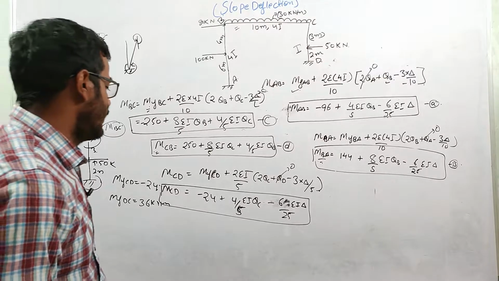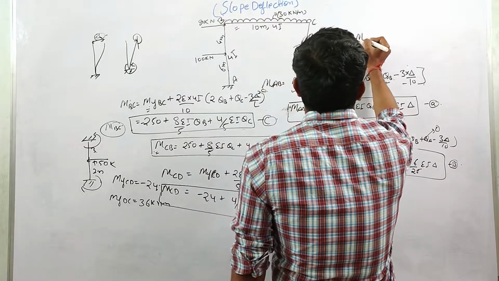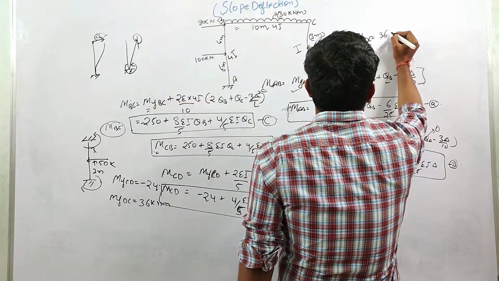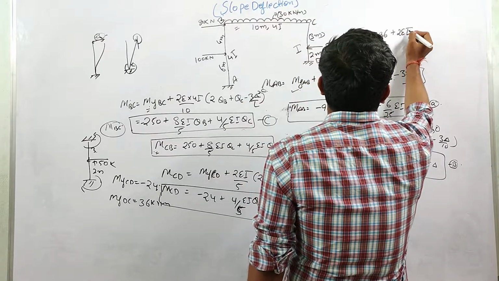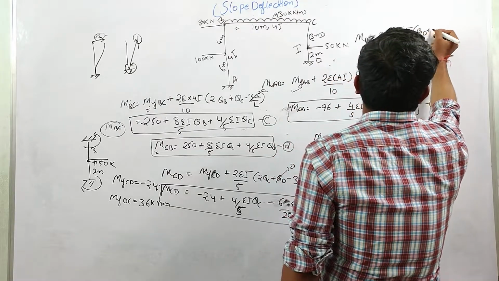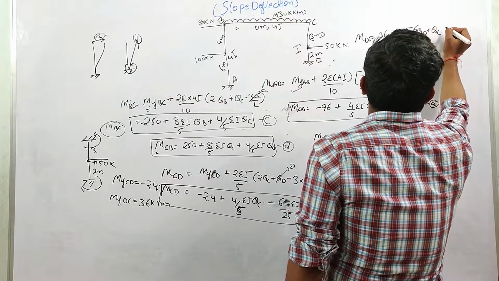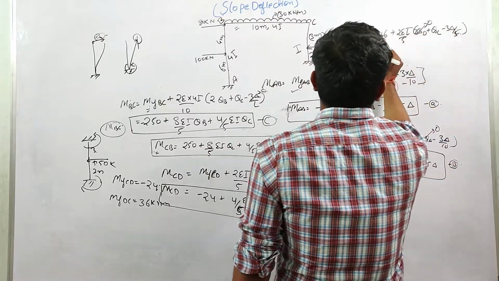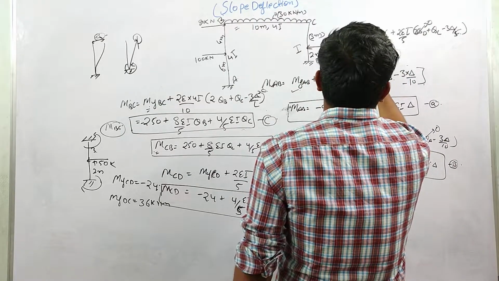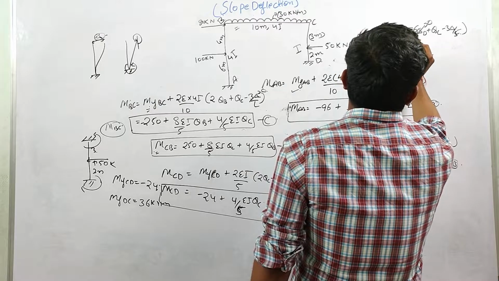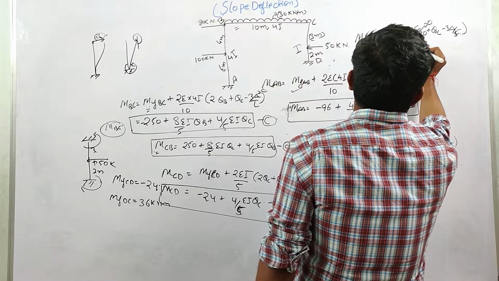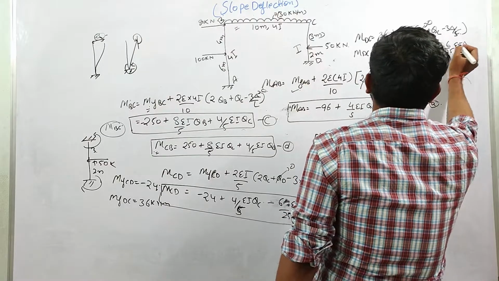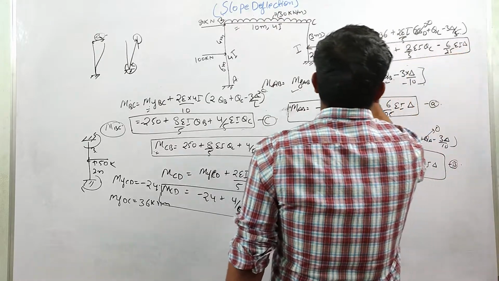Similarly, we can write the equation for MDC. MDC will be equal to the fixed end moment we have already calculated, so this will be 36 plus 2 EI over 5 theta D plus theta C minus 3 delta by L. L is 5 meter, and theta D is 0. So I can write MDC is equal to 36 plus 2 by 5 EI theta C minus 6 by 25 EI delta. So this is the equation for MDC.